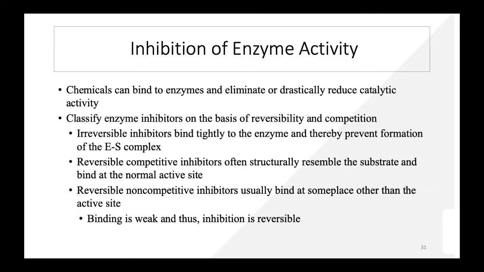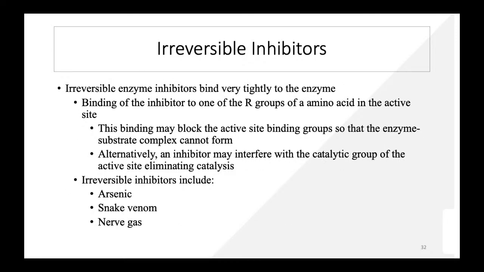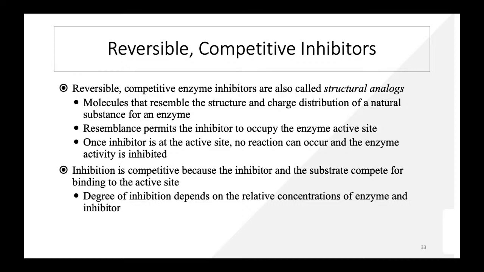We have discussed that there are mainly three types of it. One is irreversible, and under the reversible there are two, competitive and non-competitive. The irreversible inhibitor is one which binds to the amino group of the substrate. So the inhibitor is acting like a substrate, gets attached to it, and doesn't let the reaction happen. Irreversible inhibitors include arsenic, snake venom, and nerve gas. It doesn't let the reaction happen anymore, so no enzyme-substrate complex is formed in that case.